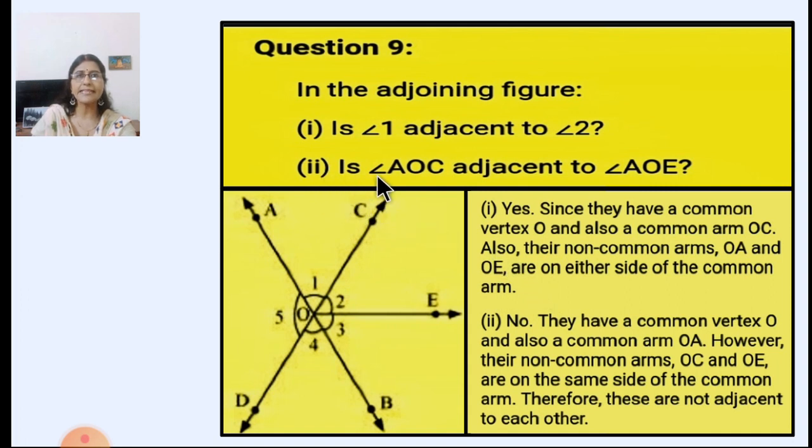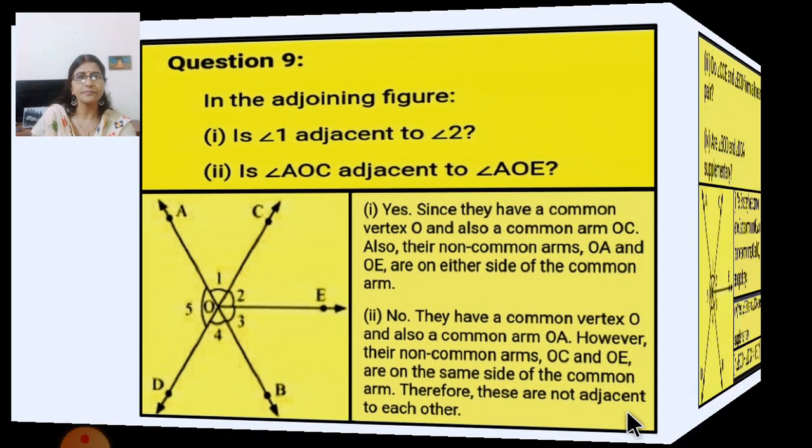Now next part, is angle AOC adjacent to angle AOE? No, they have a common vertex O and also a common arm OA, but their non-common arms, that is OC and OE, are on the same side of the common arm. So they are overlapping each other. So they are not adjacent to each other.